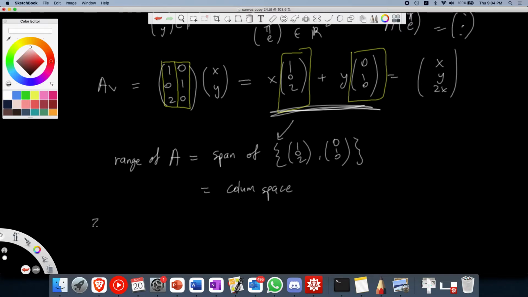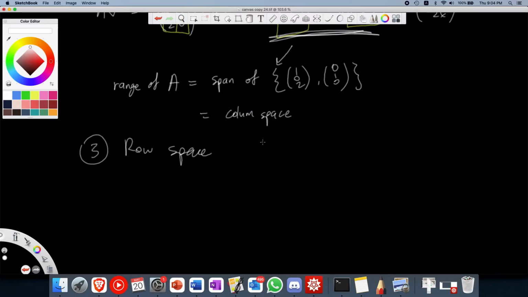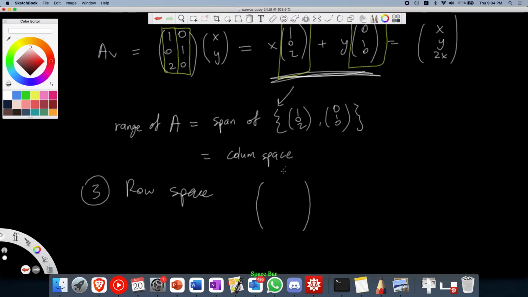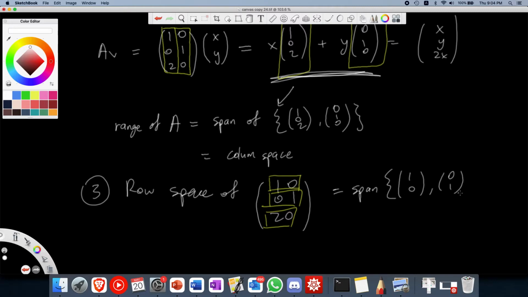So now let's talk about the row space. What is the row space? The row space, similarly, if we have the matrix with rows (1, 0) and (0, 1) and (2, 0), then the row space is going to be the span of all these row vectors. So the row space of this equals the span of (1, 0), (0, 1) and (2, 0).